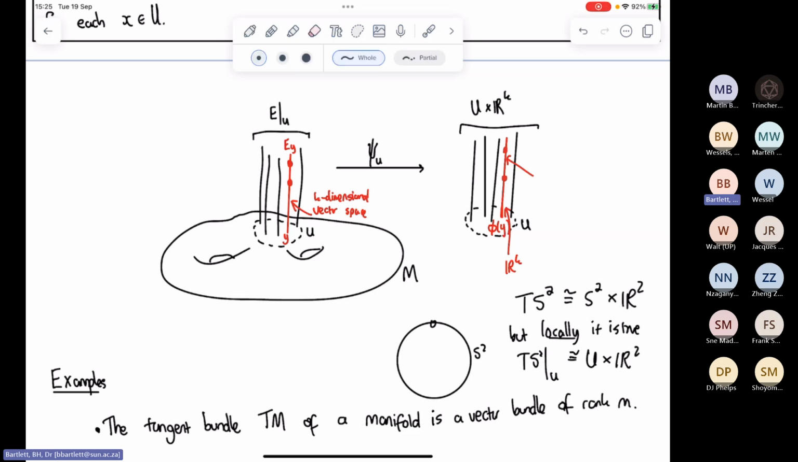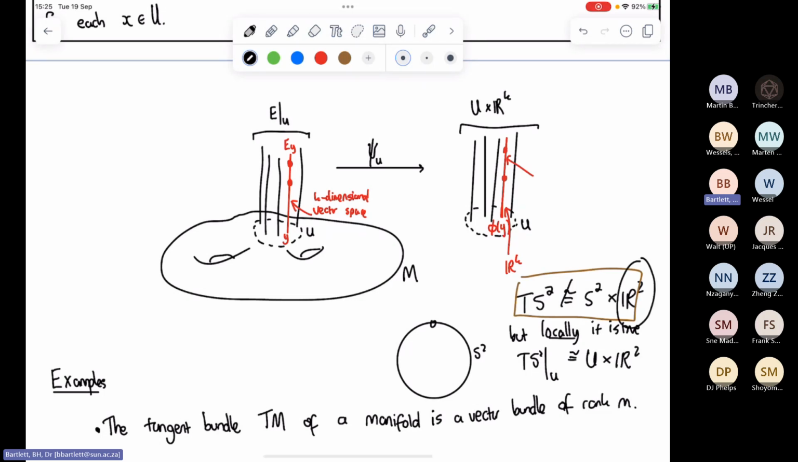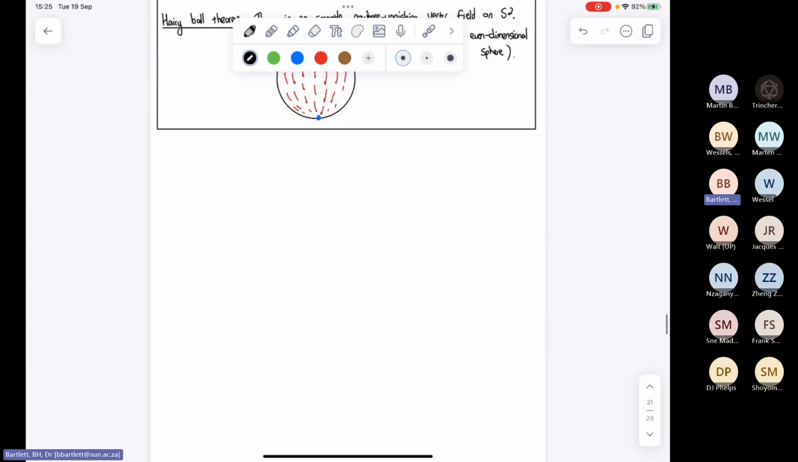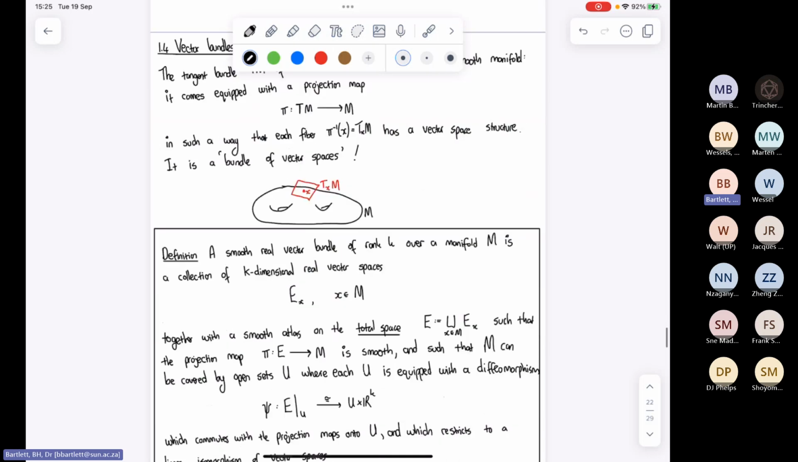How do I know that the tangent bundle is not globally a product? Well, if it was globally a product, then I would be able to define a smooth, nowhere vanishing vector field on it everywhere. Because if I've got a product bundle, I can just take the e1 vector in R^2 and put that everywhere. But I discovered that on the tangent bundle of S^2, by the Hairy Ball theorem, that was not possible. So there's no way that the tangent bundle of S^2 is a trivial bundle globally, but it is locally a trivial bundle.